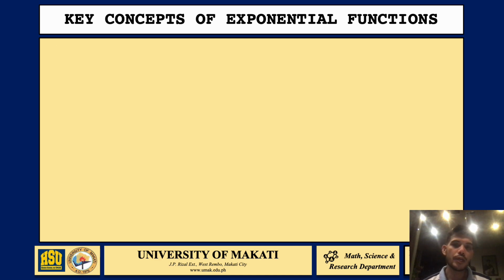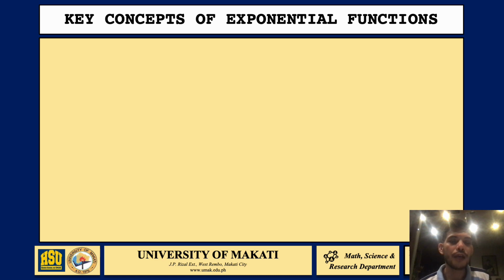Now, we already know the definition of exponential function and exponential equation. The exponential function contains function notation, which is f of x. The exponential equation contains an equal sign and, of course, the variable occurs in the exponent.